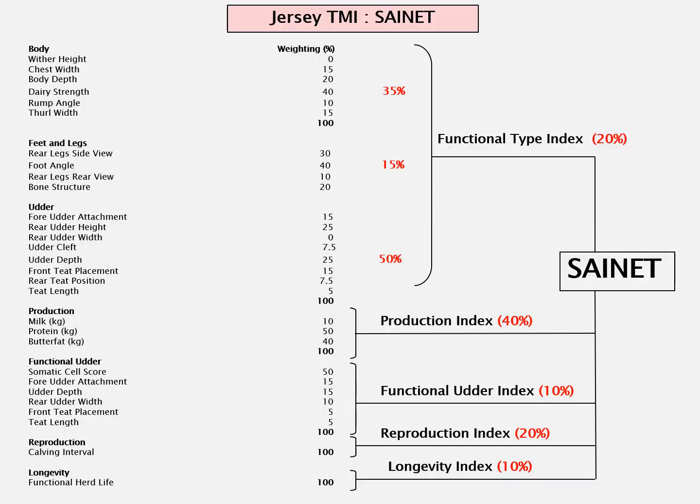The principal total merit index of the Jersey breed is called the SINET, and you can see the construction of the index here. A 20% emphasis is put on functional type in our total index, 40% emphasis on production, 10% on functional other, 20% on reproduction, and 10% on longevity.